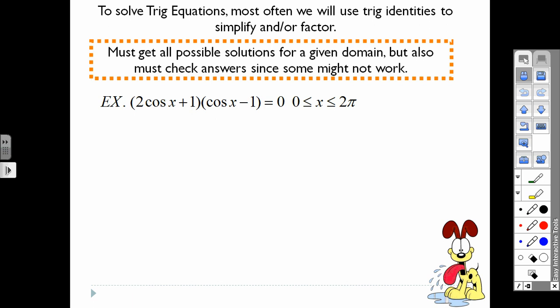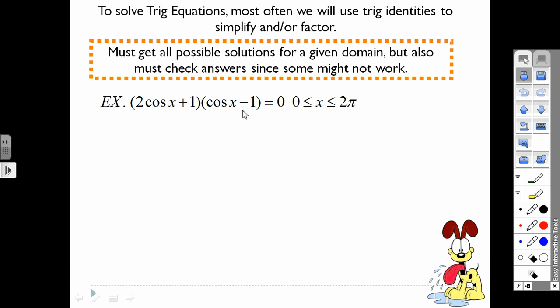So let's take a look at this first example. We have the quantity of 2 cosine x plus 1 multiplied by the quantity of cosine x minus 1 equal to 0. And this right here is your domain. Now, if they don't give you a domain, then that means you have to figure out every single possible answer, which means consider all the different rotations you can do, which then means your answer should be in set builder notation.